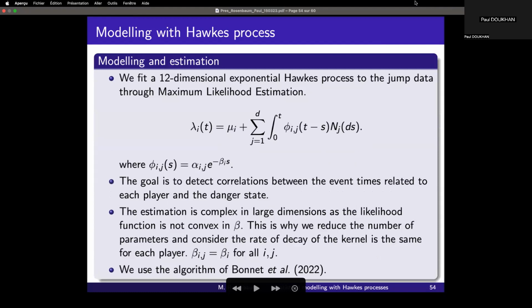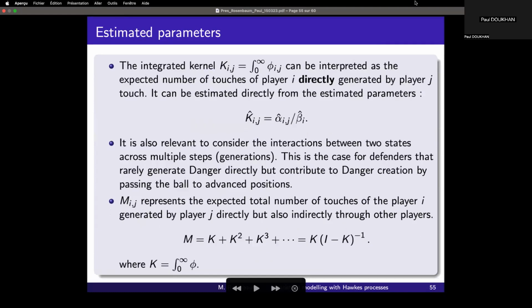So we do that, and we're going to do something simple. We fit an exponential Hawkes process here, and again, advertisement for the algorithm of Anna Bonnet and co-authors. It was very hard for us in the beginning because fitting this 12-dimensional Hawkes process was not working at all, and we were lucky to have a discussion with these guys, and thanks to them, we could fit all that.